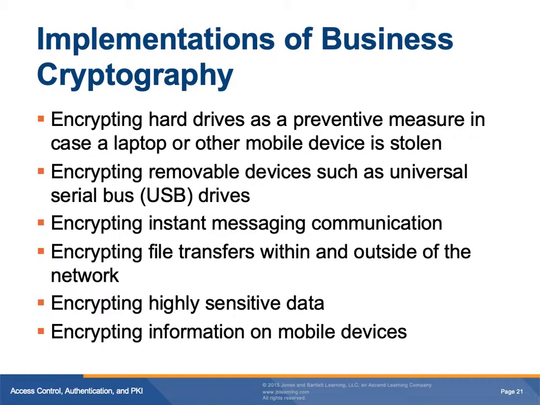Implementations of business crypto include encrypting hard drives as a preventative measure in case a laptop, for example, or another mobile device is stolen. Encrypting removable devices such as USB drives or thumb drives. Encrypting instant message communication. Encrypting file transfers. Encrypting highly sensitive data. And encrypting information on mobile devices.